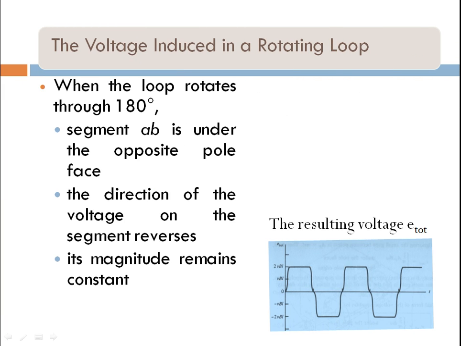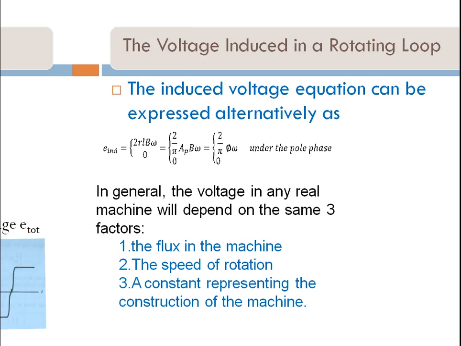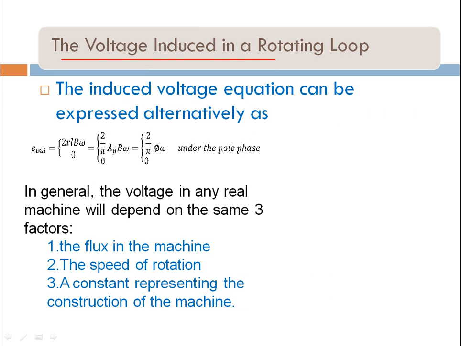When the loop rotates through 180 degrees, segment ab is under the opposite pole face. The direction of the voltage on a segment and its magnitude remain constant. You can see the graph here. The resulting voltage e_tot will be a uniform voltage. Now, the induced voltage equation can be expressed in this way: 2rlBω.